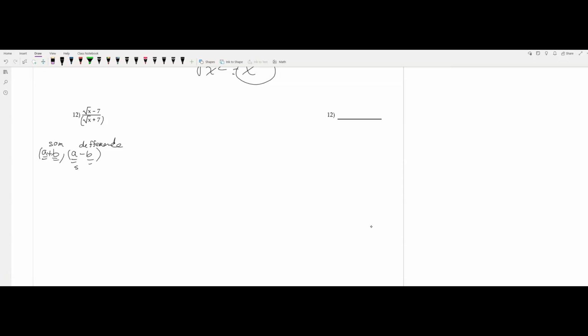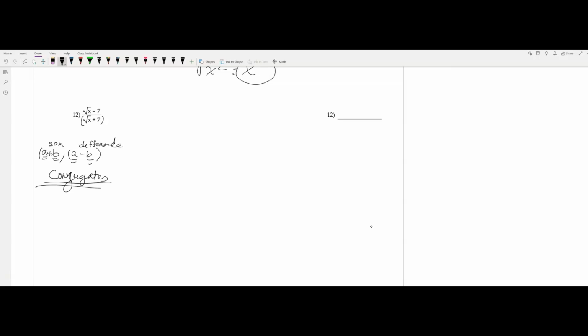And those are called conjugates. That's it. Yeah, conjugates. Okay? So that's it. Sum, difference, these two are conjugates. And basically, that's what we have here.